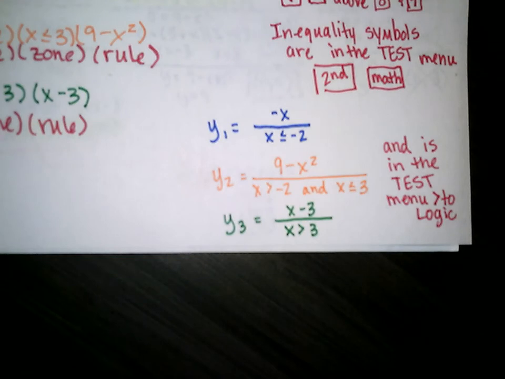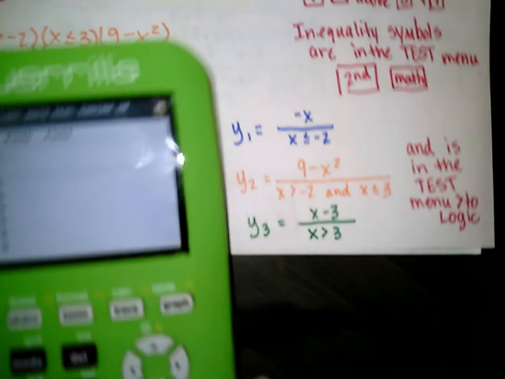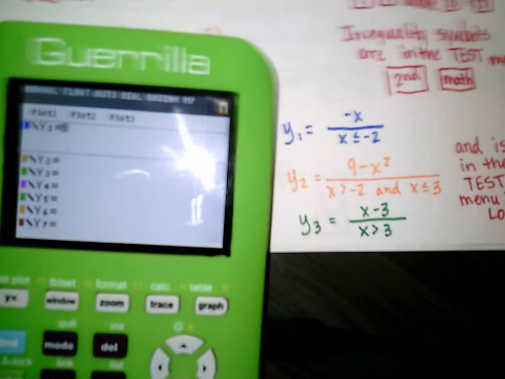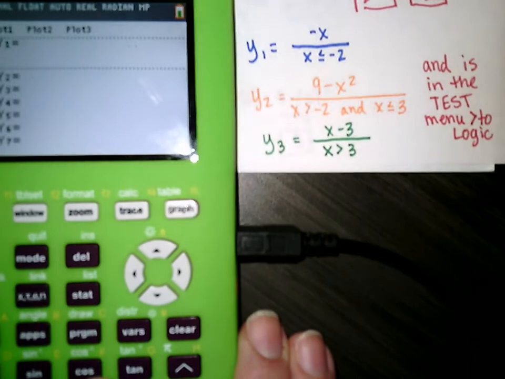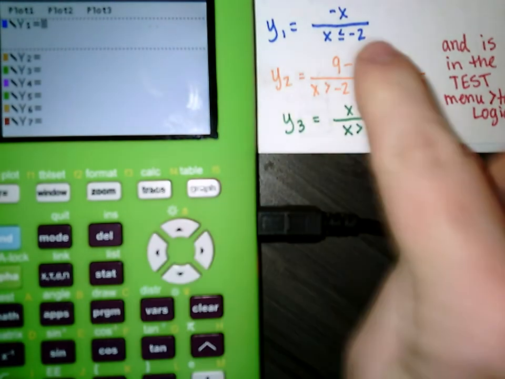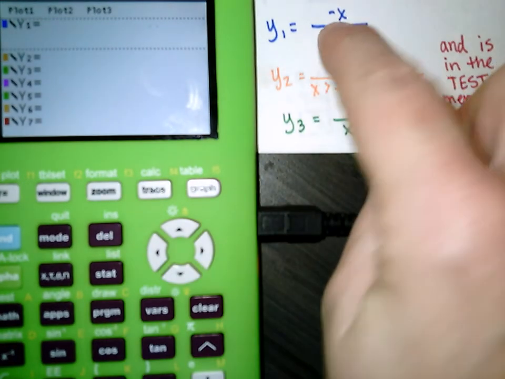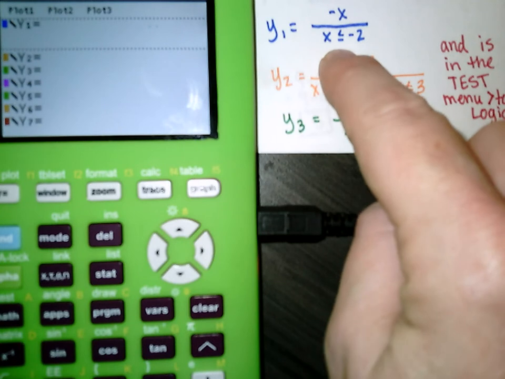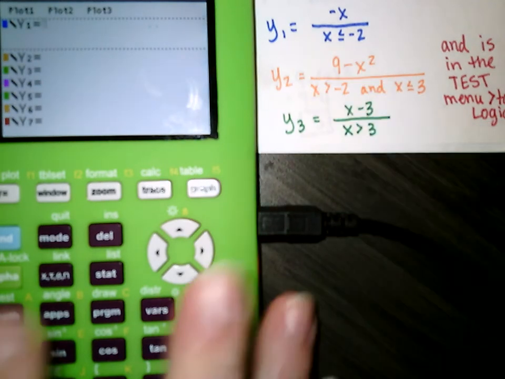Okay, I just found a second way to type these in your graphing calculator, but it's only if you have this fraction menu. So we're going to type it in so that it looks like this, where we have our rule in the numerator and our zone in the denominator. Okay, so I'll show you how to do that.